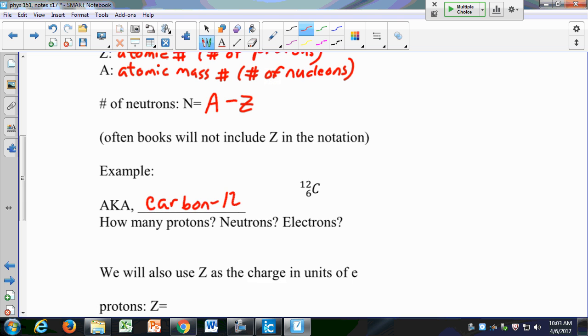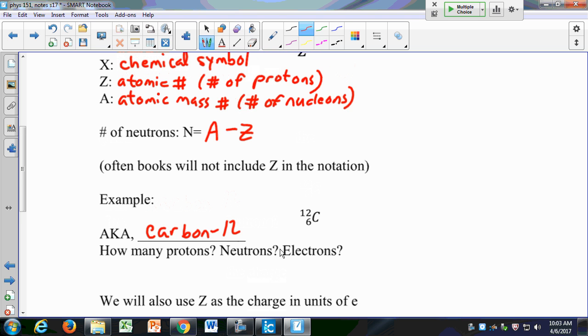You need to be able to identify how many protons or neutrons or even how many electrons it has. Well, how many protons does this have? It has 6 protons. And how many neutrons? It also has 6. We get that: we say 12 minus 6 equals 6. And then if we assume that it's not an ion, that it's not a cation or an anion, then we would assume that the number of electrons would also be 6.